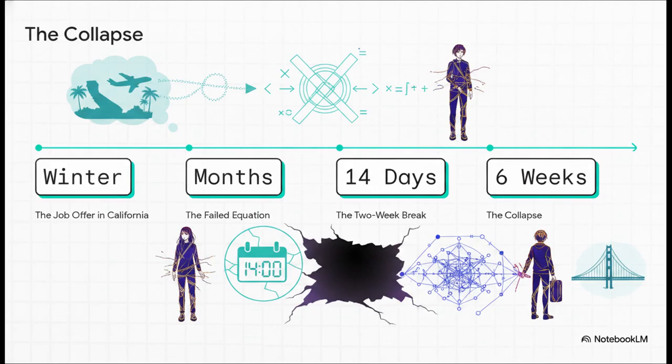components. And finally, the inevitable collapse. Lila leaves for California. Their shared space is just torn in half.